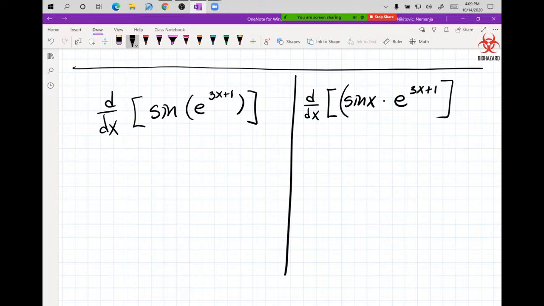Yes, and the YouTube chat has it also. The YouTube chat is the only one that said this is a product rule on the right. So this side is the product rule with a chain inside, because this is e to the 3x plus 1. That's a chain rule, right? You have a linear function on top of e. It's not e to the x, right? It's a linear function of 3x plus 1.